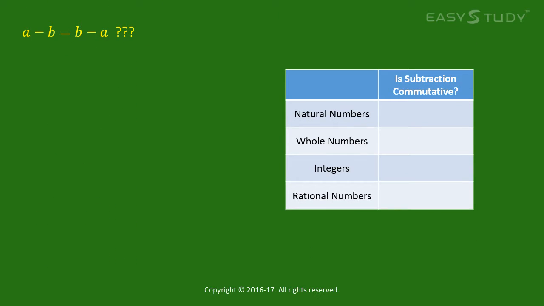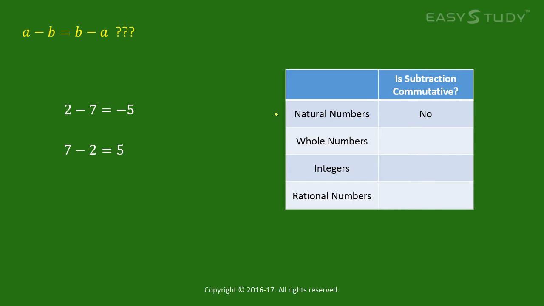So, I told you before that subtraction does not follow commutative property. Let's see an example. 2 minus 7, that is equal to minus 5. Now let's change the order. Let's swap the numbers 7 and 2. 7 minus 2, that is equal to 5. As you can see, 2 minus 7 is not equal to 7 minus 2. A minus b is not equal to b minus a in this case. Hence, natural numbers are not commutative for subtraction.